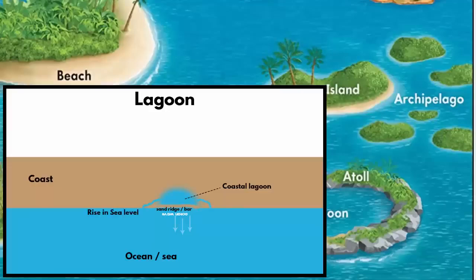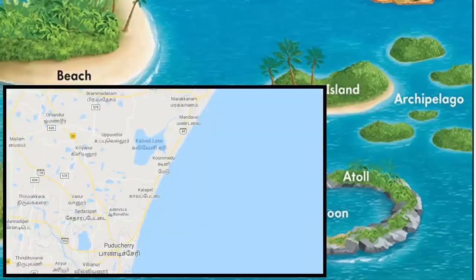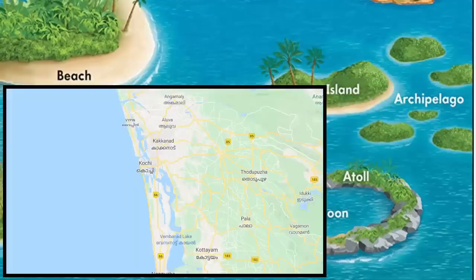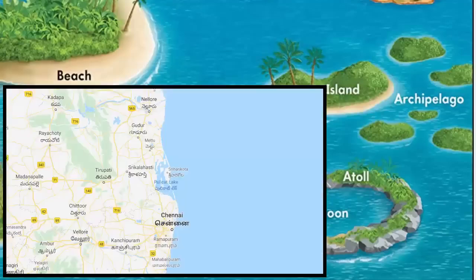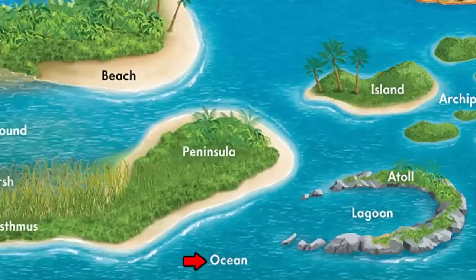Apart from this, there's another way the coastal lagoon gets its water, and that is when the sea level rises. But when the sea level rises, it impacts the coastal lagoon's landscape to a great extent. The most famous lagoons in India include the Chilika Lake, the Kaliveli Lake, the Kerala backwaters, Pulikat Lake and Vembanad Lake. The next one is ocean.